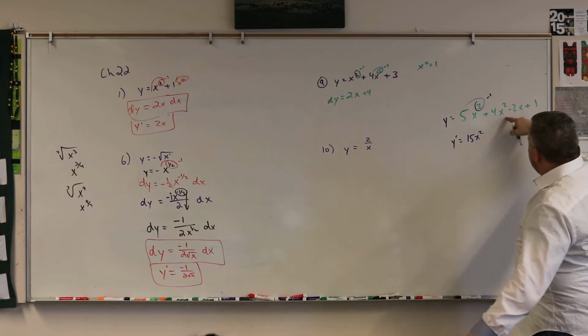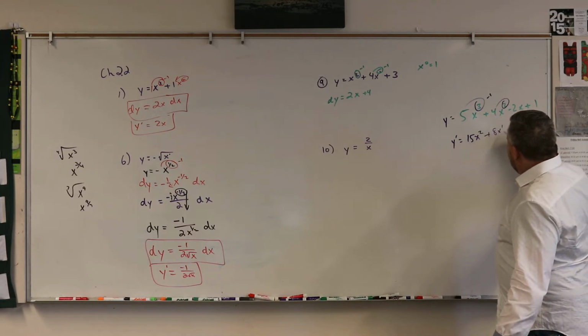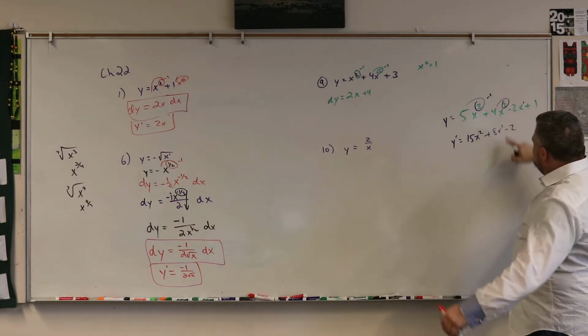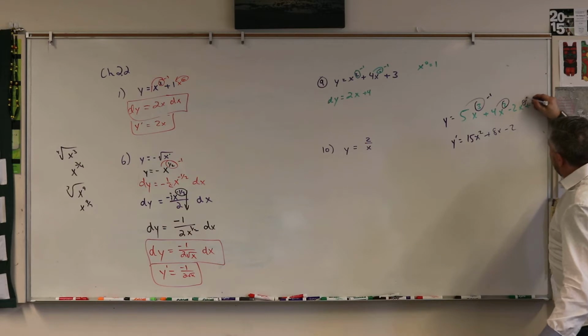Alright, then what's 2 times 4? 8x, and then to the first. Yep. And then what's 1 times negative 2? Negative 2. Well, see what I'm saying? Easy. You can drop the x. And then you drop the x. Because what happened here is, what's 1 minus 1?